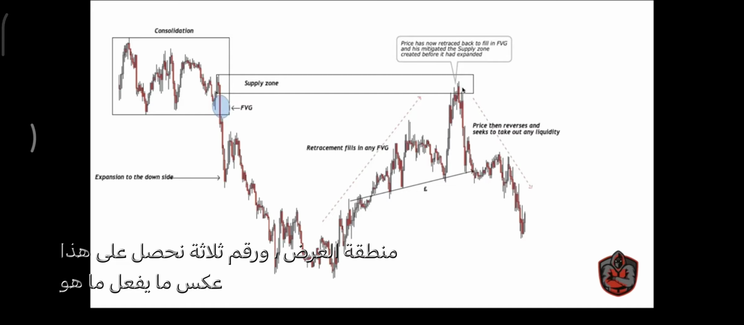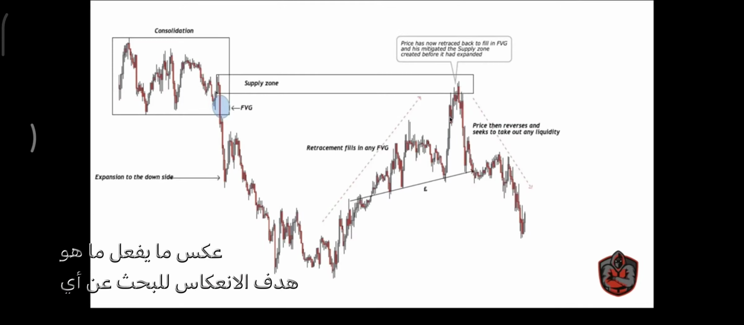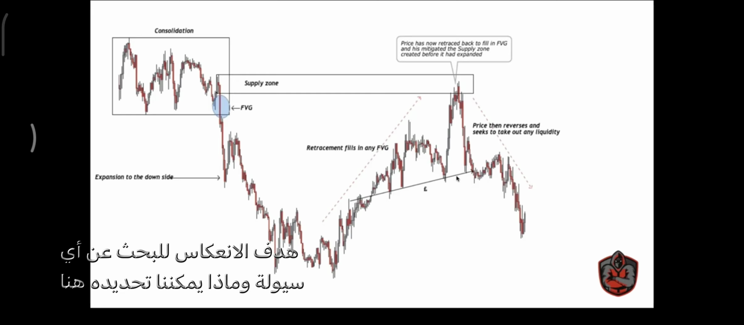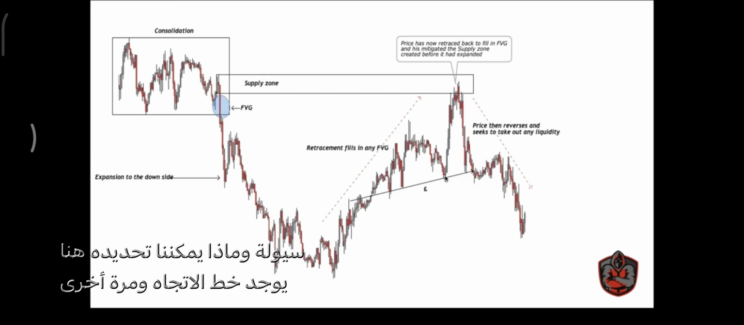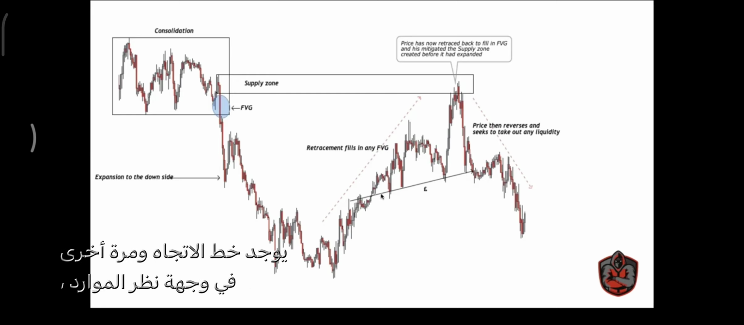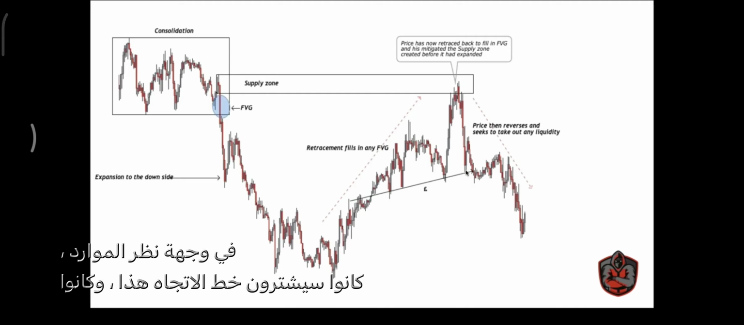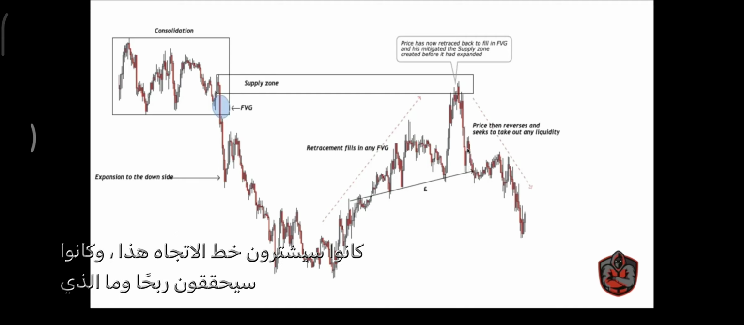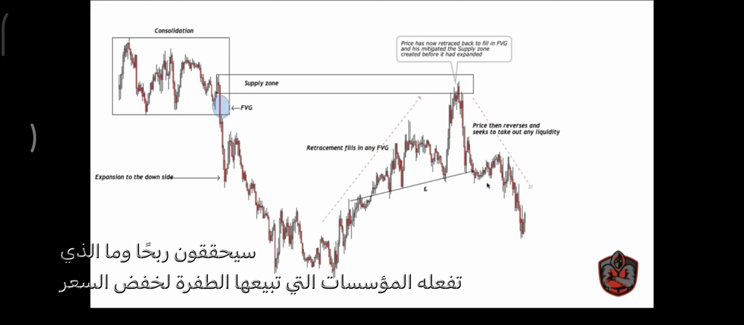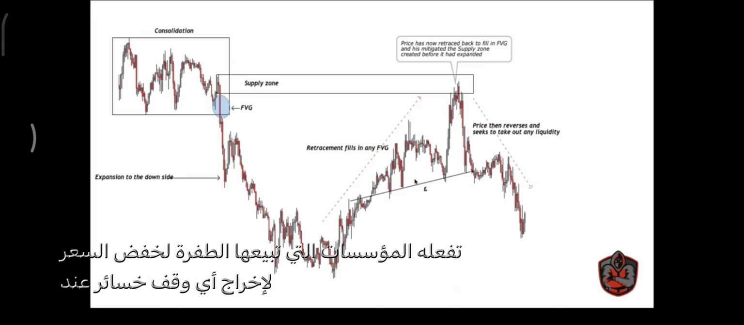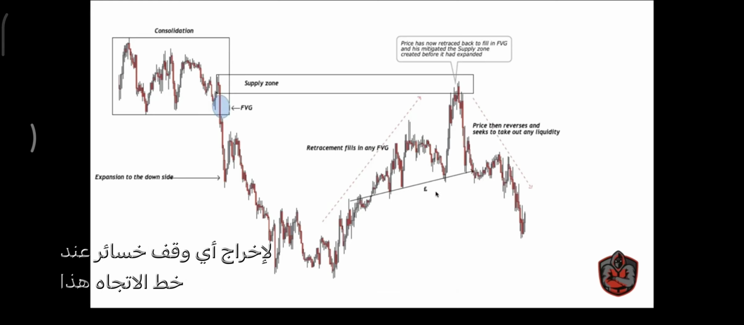And what's the aim for the reversal? To seek for any liquidity. And what can we identify right here? A trend line. And again, in a retail's point of view, they would have bought off this trend line. They would have been in profit, and what do institutions do? Boom, sell price down to take out any stop losses at this trend line.